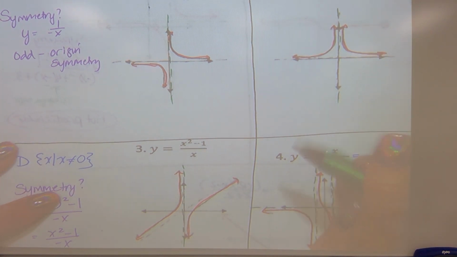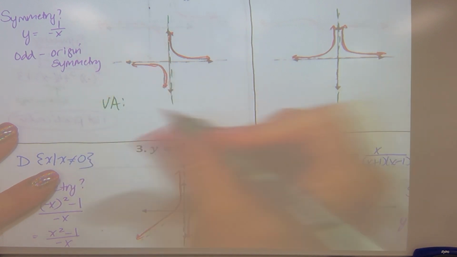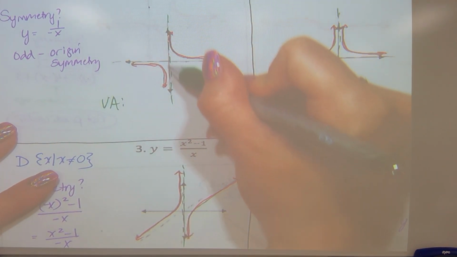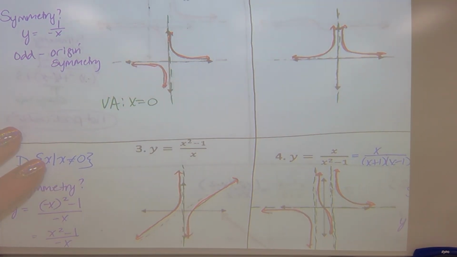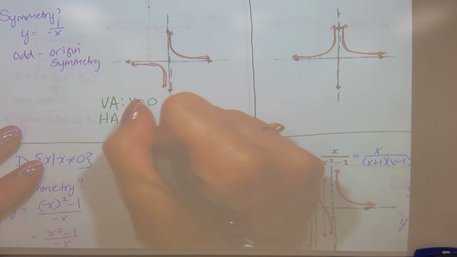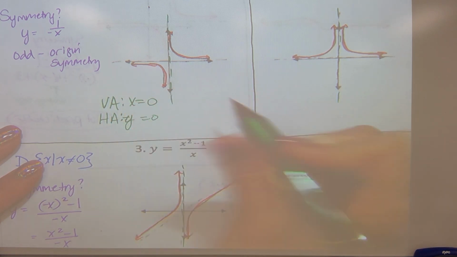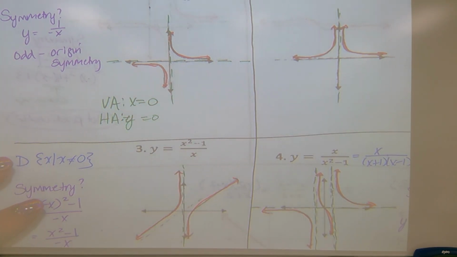So let's write down the equations of our vertical asymptotes. Asymptotes are lines. The vertical asymptote for this function is a vertical line where x is equal to 0. When I write the equation of an asymptote, it is always an equation. So make sure that you write it as x equals, or if it's a horizontal asymptote, then it's going to be y equals. This function has a horizontal asymptote where y is 0. So that's the equation of that horizontal asymptote.